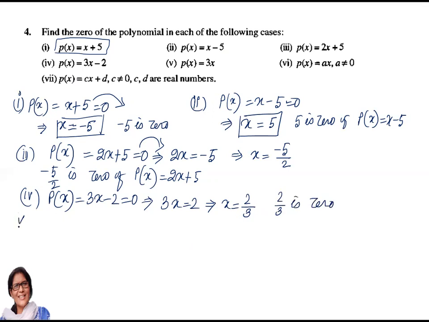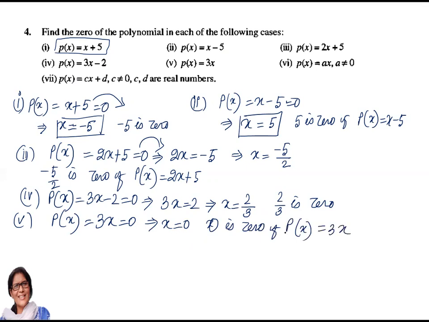Fifth part, p(x) is equal to 3x. 3x is 0 or x is equal to 0. That means 0 is 0. 0 is 0 of p(x) is equal to 3x.